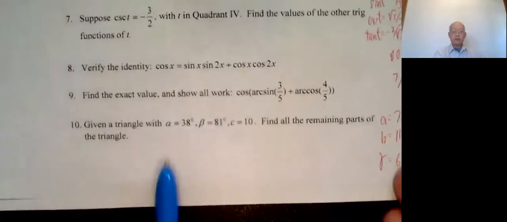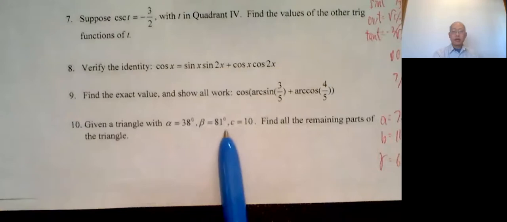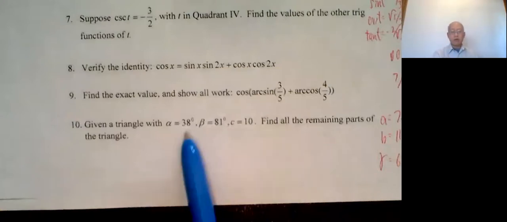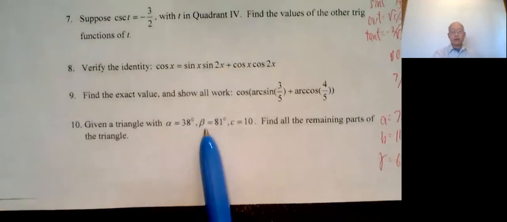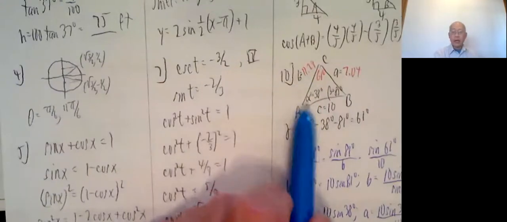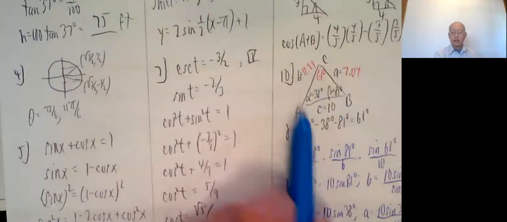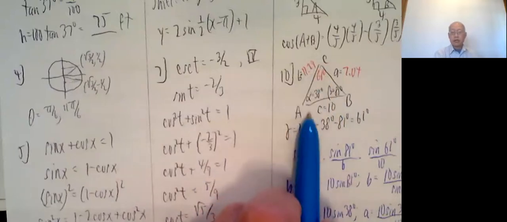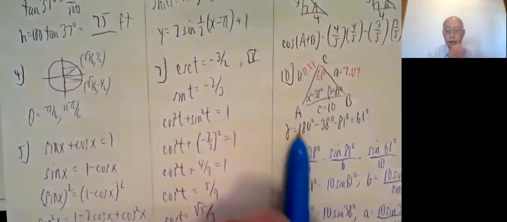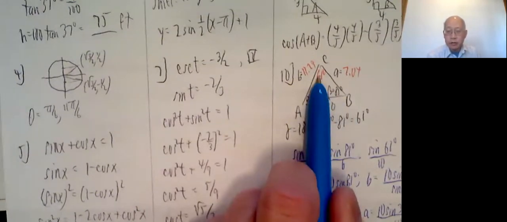Finally, 10. Alpha is 38 degrees, beta is 81, c is 10. Find all the remaining parts of the triangle. Well, we're given 2 angles, so that's pretty easy. Just find the third angle first. All right, so I drew myself a triangle: A, alpha, little a, capital B, beta, little b, little c, big C, and gamma. So gamma is 180 minus 38 minus 81, 61 degrees.